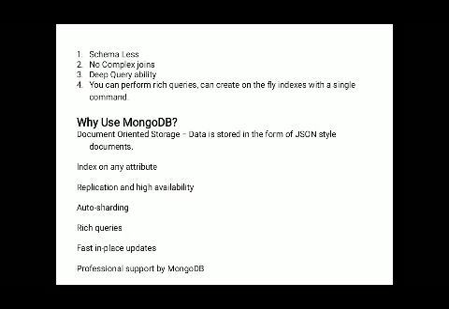The second advantage is that the structure of a single object is clear. The third one is no complex joins. It is lightning fast. And the next advantage is replication is very easy. The next advantage is you can perform rich queries and create on-the-fly indexes with a single command.